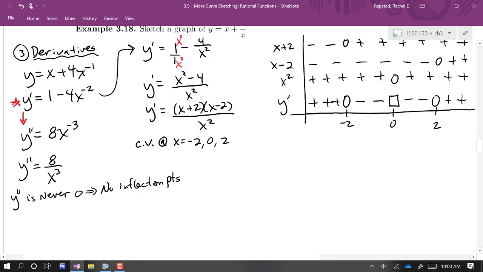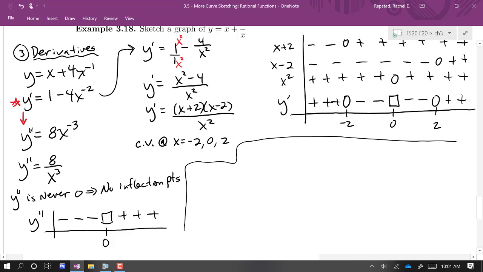We're still going to make a little sign chart because we do want to keep track of the concavity. 8 is always positive. The sign of y double prime will be determined entirely by the sign of x cubed. And so when x is 0, that makes us divide by 0, so the concavity is actually undefined. But for negative values, x cubed is negative. For positive values, x cubed is positive. And there's our sign chart for the second derivative. I'm going to cut out some space here for the fourth item.